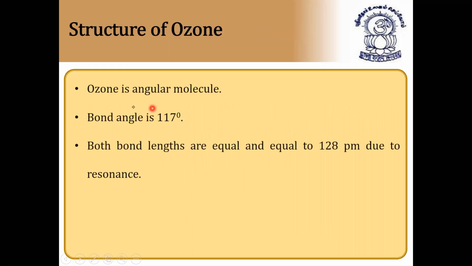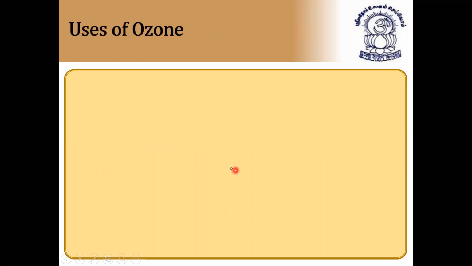Next, structure of ozone. Ozone is an angular molecule. Its bond angle is 117 degrees. Both bond lengths are equal and equal to 128 picometers due to resonance. So this is called ozone. It is an angular molecule, just like water. Bond angle is 117 degrees, and both bond lengths are equal to 128 picometers due to resonance.